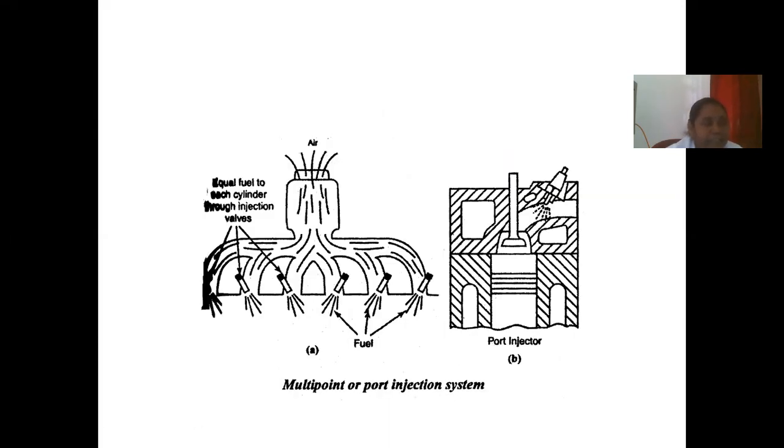The multi-point fuel injection system is called the port injection system. In this system, there is an injection valve for each engine cylinder to spray fuel into the intake manifold space. Each injection valve is placed in the intake port near the intake valve. The main advantage of this system is that it allows more time for mixing of air and petrol.